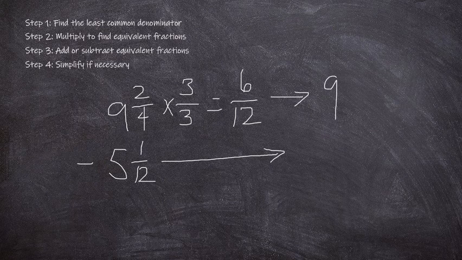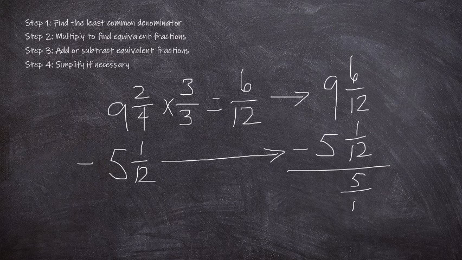9 and 6/12 minus 5 and 1/12. And we'll get the fraction part first, which will be 5/12, and the whole number part, which will be 4. So our final answer will be 4 and 5/12. And we don't need to simplify because there are no other steps to take.